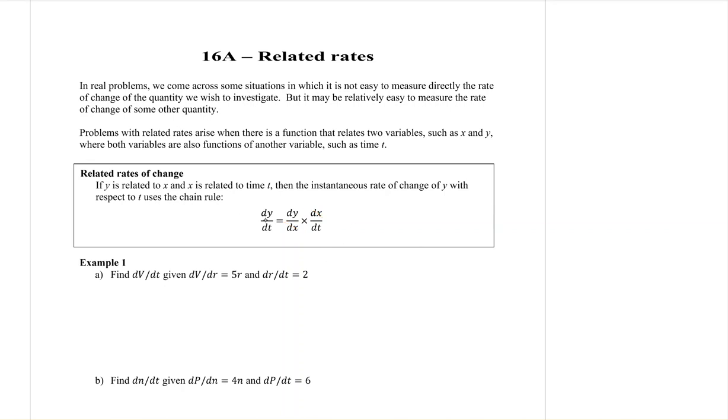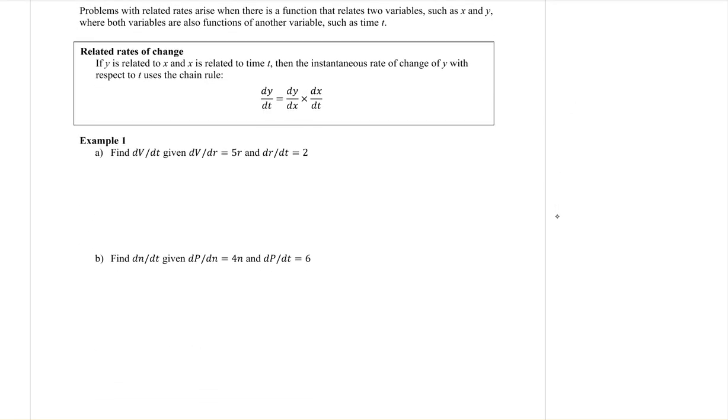Okay? All right. Why does it matter which letters you put in? It will depend on what the question asks you for as to which ones you're trying to cancel out. Okay, so we'll see. Have a look at this first example here. So you can see already I'm not using x's and y's. It says find dv over dt, given that dv over dr equals 5r and dr over dt equals 2.